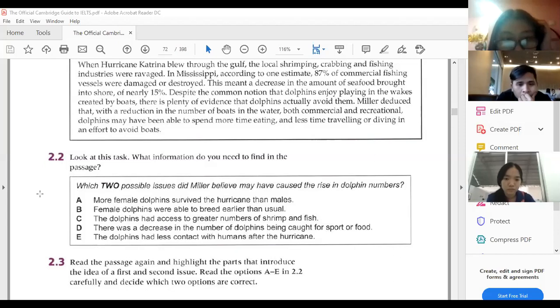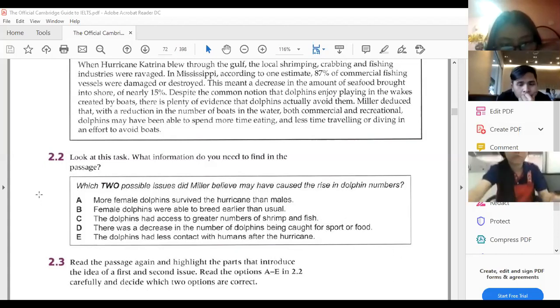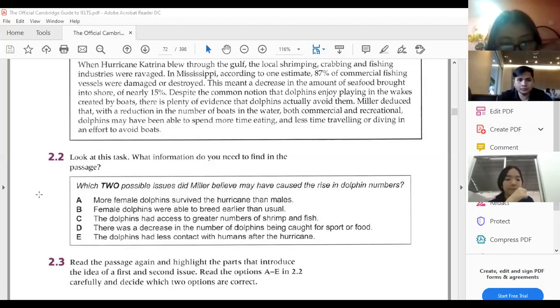It might be very confusing. So we have C, D, and E, because A is not the answer since we cannot find anywhere that states about female dolphins surviving the hurricane. So let's look at C then. The dolphins had access to greater numbers of shrimp and fish. Can that be the answer?